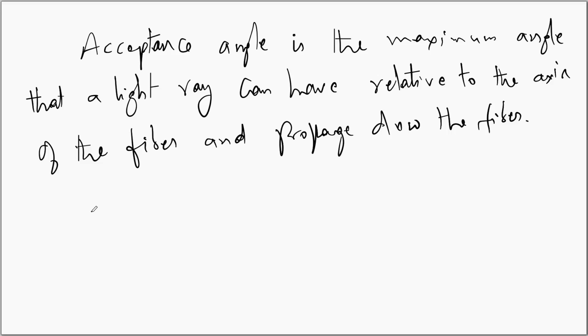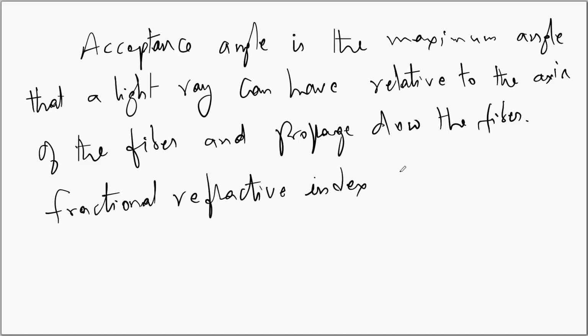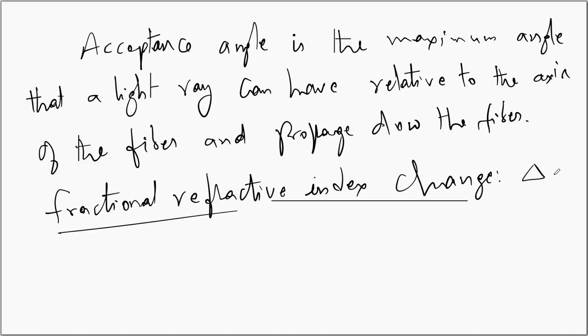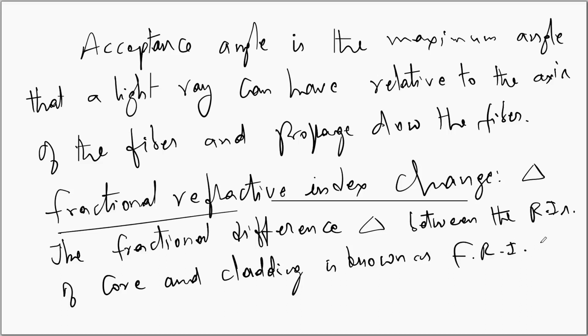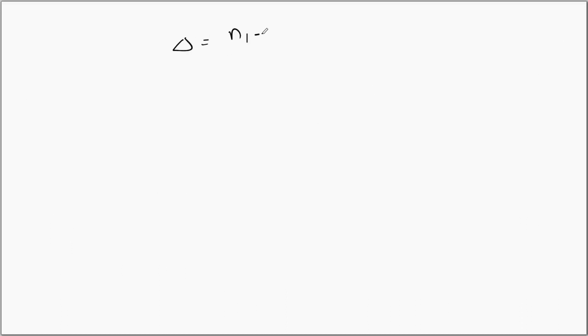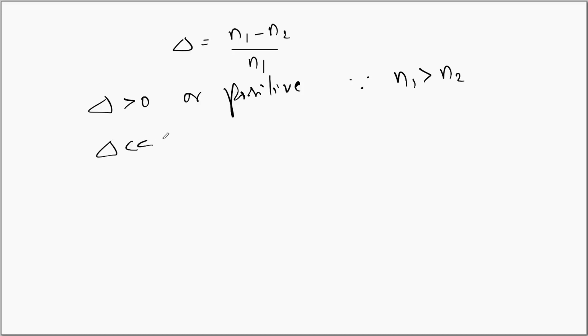From the values of n1 and n2, one can define a quantity called fractional refractive index change or relative refractive index. The fractional refractive index change is represented with a delta, and it is defined as the fractional difference between the refractive indices of the core and the cladding. Mathematically, it is expressed as delta is equal to n1 minus n2 upon n1. Delta is always greater than 0 or positive because n1 is greater than n2, and delta will always be very much less than 1. In fiber optics, the difference between the refractive indices of the core and the cladding is very small, and delta will be close to 0.01.